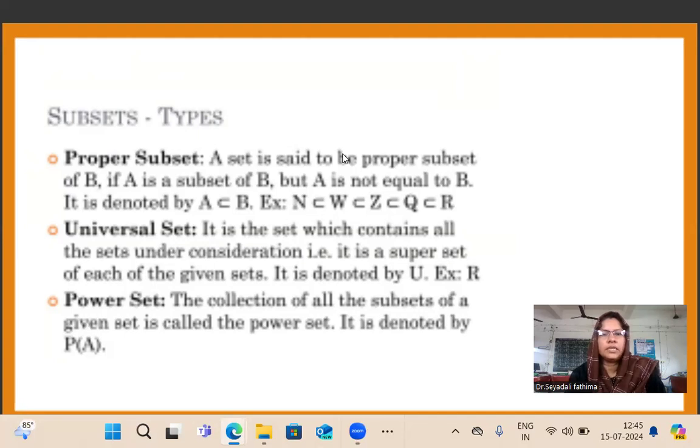In universal set, it is a set which contains all the sets under consideration. That is, it is a superset of each of the given sets, denoted by capital U. The set of real numbers is a universal set. In power set, the collection of all subsets of a given set is called the power set. It is denoted by P(A).